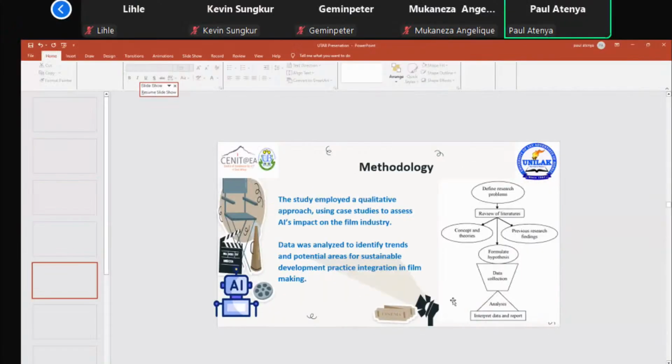So for the methodology, the study used a qualitative approach using case studies, which we discovered when we were looking at the literature review. And the data was analyzed using thematic analysis, where we saw areas where sustainable development goals were very well encouraged and also impacted by the AI integration in film.